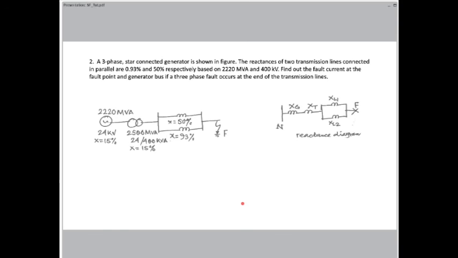So I'm coming to the second one. Again, this reactance diagram on the right-hand side is not part of the question paper. Sometimes we might not have this as part of the question paper, but in this case, it is part of the question paper.